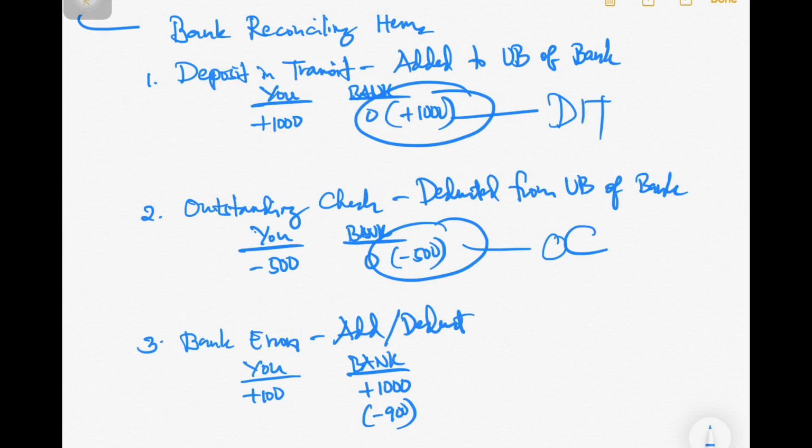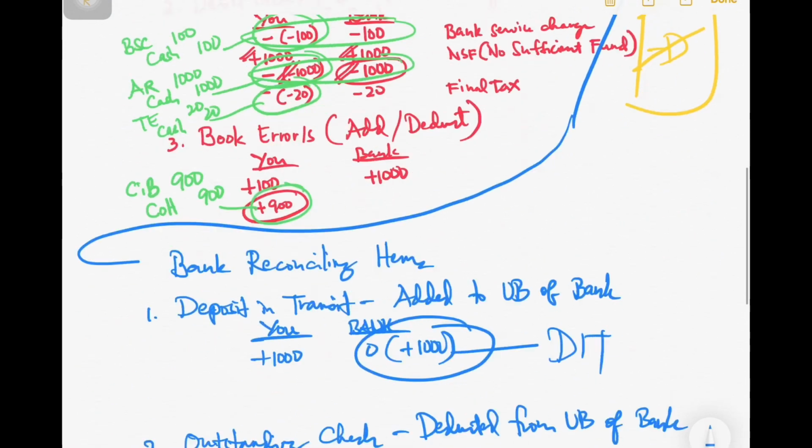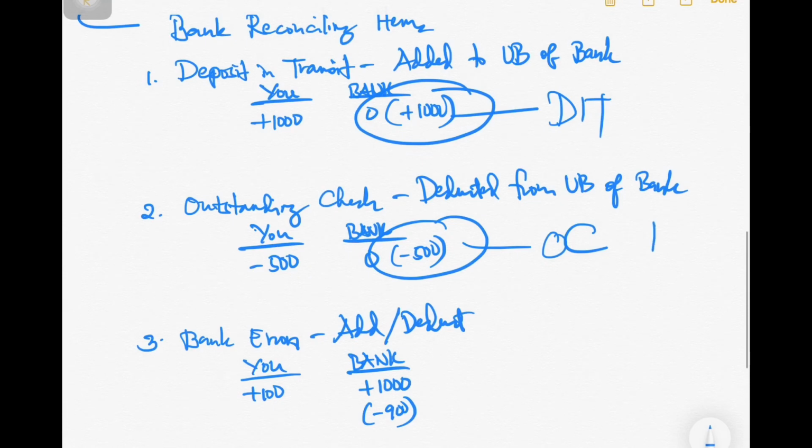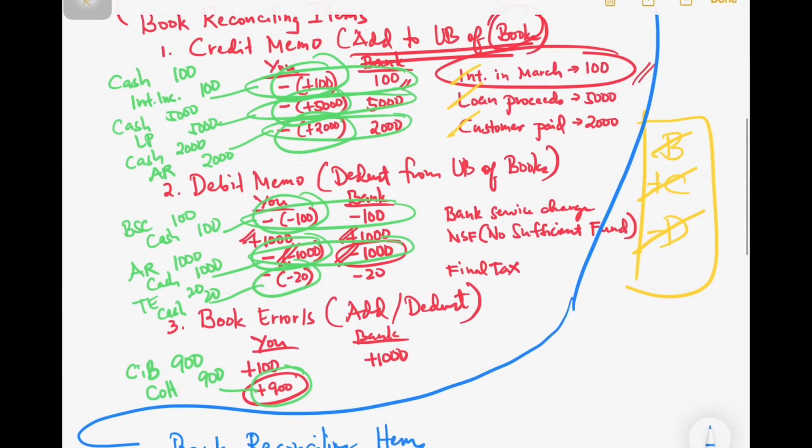And then there is a technique for this one. While the technique for this one is BCD, the technique for this one is BDO. Why? You will remember that it's bank because BDO is a bank, right? So this one is added. This one is deducted. What's D? That's deposit in transit. What's O? Outstanding check. The technique for bank is BDO. The technique for the company is BCD. You will not get lost because BDO is a bank. So you know that BCD is a book.